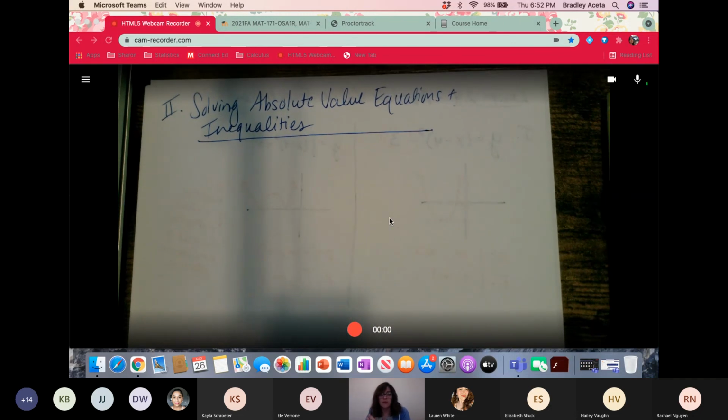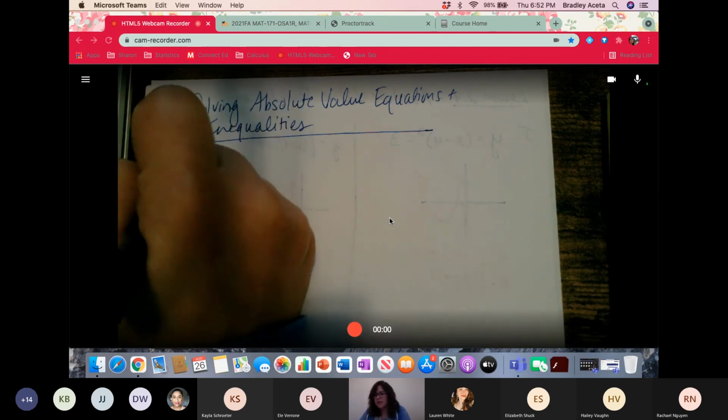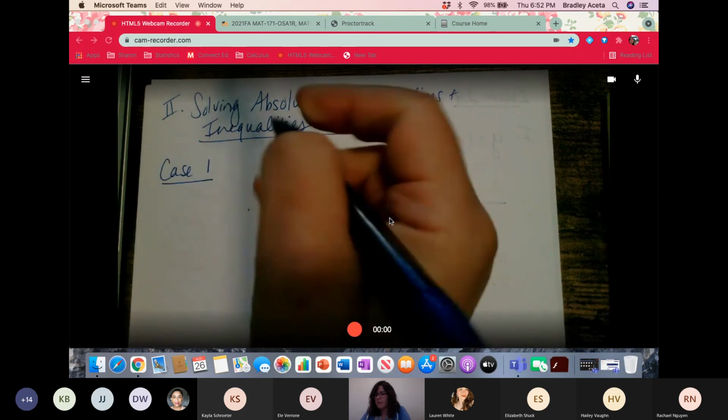Now, there are 3 cases that you could end up having for absolute value equations and inequalities. And we're going to write these 3 cases down. We're going to do one example, but really it's like 3 in 1, and then we'll be done. We'll go over this again next week. This becomes really, really important.